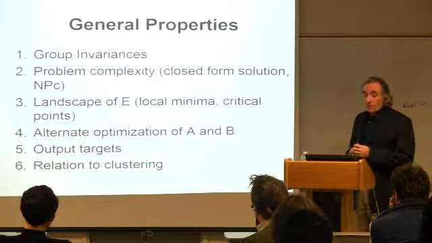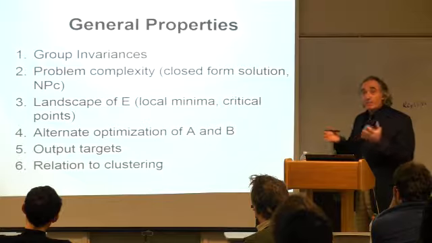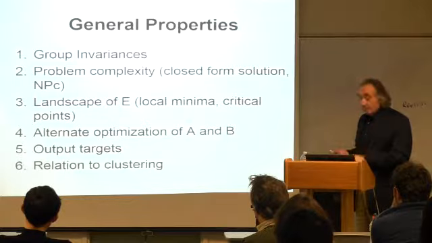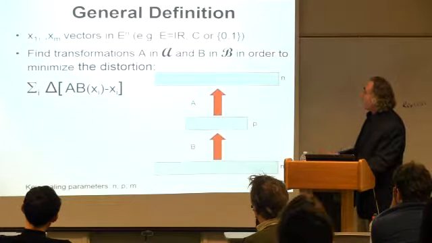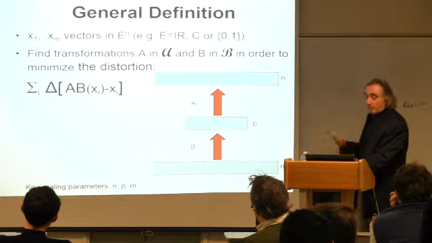You want to know how complex the problem is, whether it is NP-complete, etc. You would like to know something about the landscape of the distortion function, of the error function. Does it have local minima, etc.? And there is also a natural algorithm that is suggested just by the shape of this circuit, which is: optimize A first, then B, then A, then B, and keep doing that and see what happens.